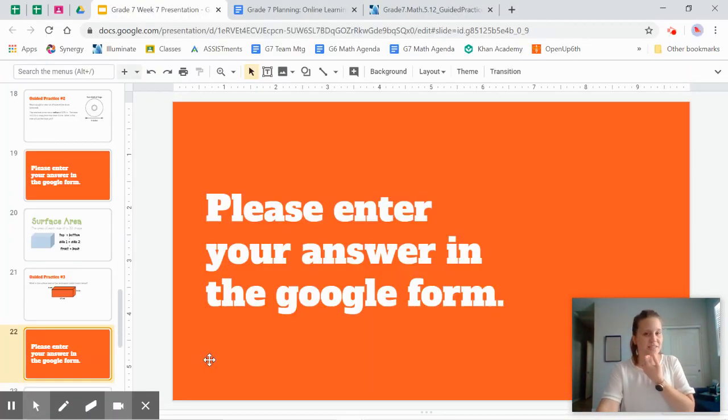Please go ahead and enter your answer for question 3 in the Google form. Again, you can just put the number. If you put the units, if you make an error, the computer will mark it wrong. So just put that number. All right, we're going to move on to question 4.